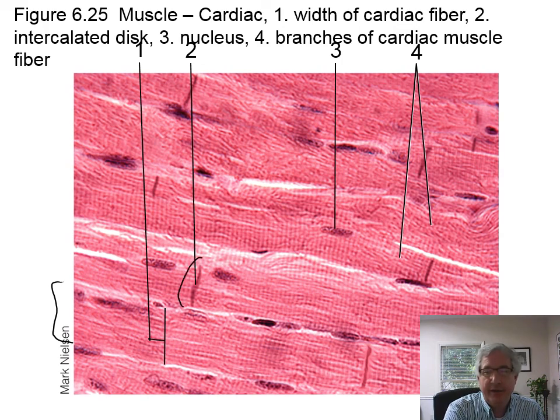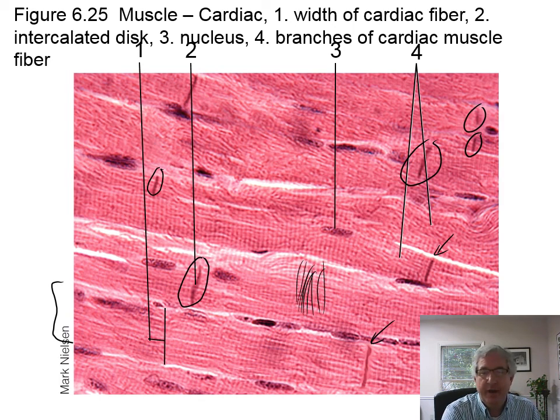Here's an intercalated disc. Here's another one. I'm just circling these so you see them all. Here's another one here. And then you have striations, but they're not quite as pronounced as they are in skeletal muscle. But you can still see these striations, and you can see the nuclei.